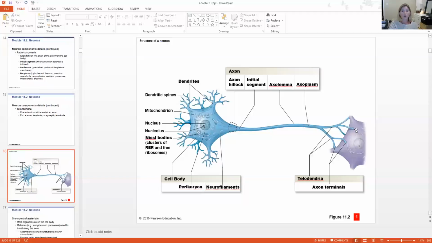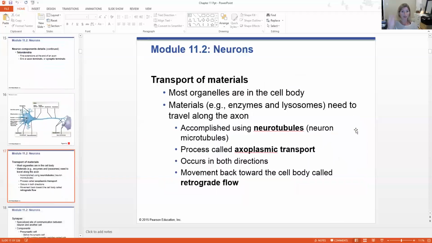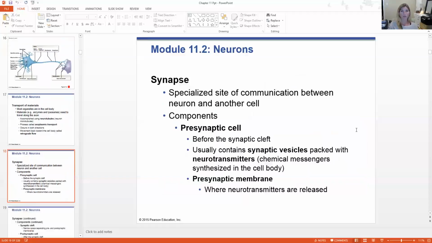Synapse is the gap between our neuron and the postsynaptic cell, which could be another neuron, or it could be like a muscle or some type of effector. So let's talk about how things get down that axon. It's requiring the use of neurotubules, which are the microtubules of the neuron. It's a process called axoplasmic transport, and it occurs in both directions, up and down the axon. And that's, again, important for getting the neurotransmitters to the end of the axon.